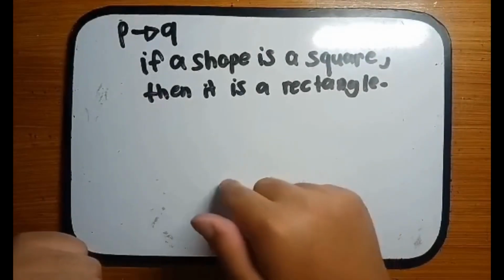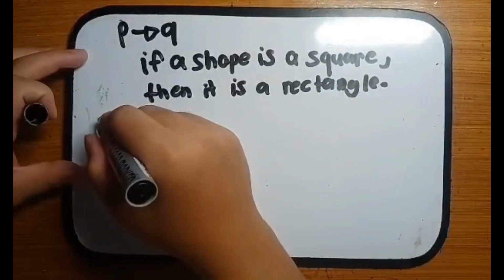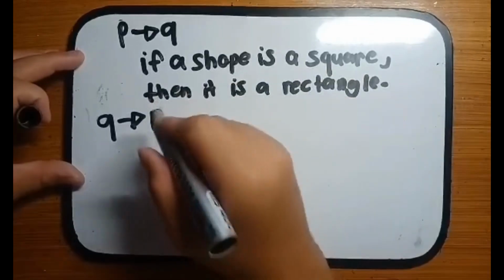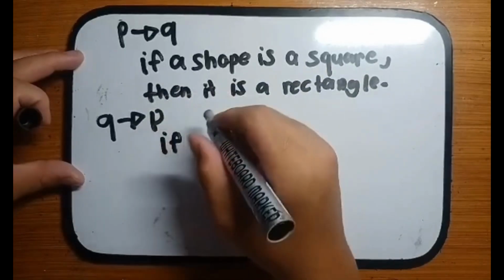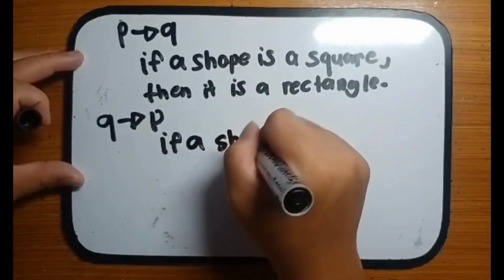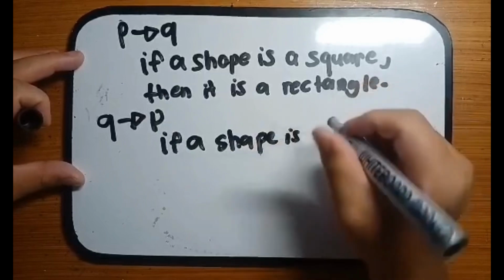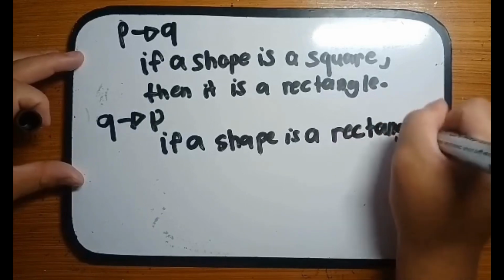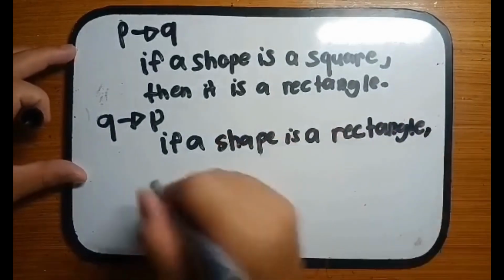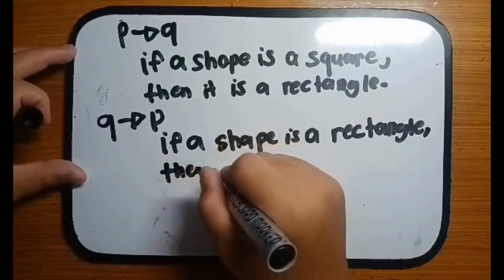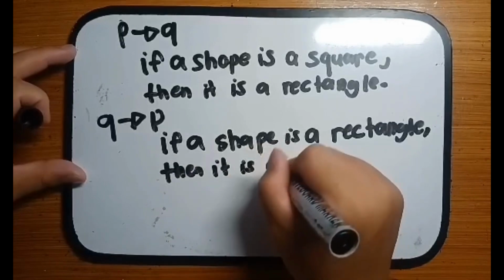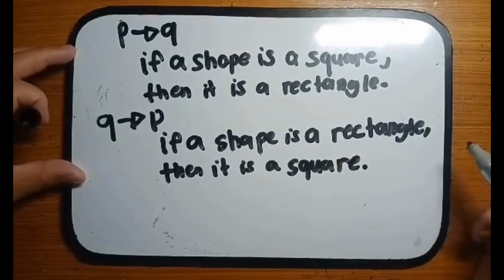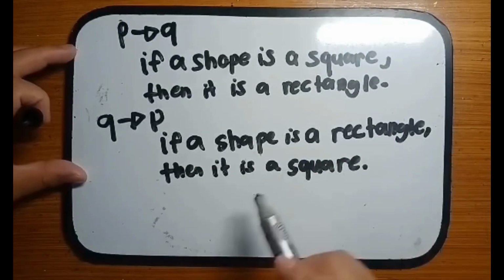Let's turn this into a converse statement. If Q, then P. If a shape is a rectangle, then it is a square.